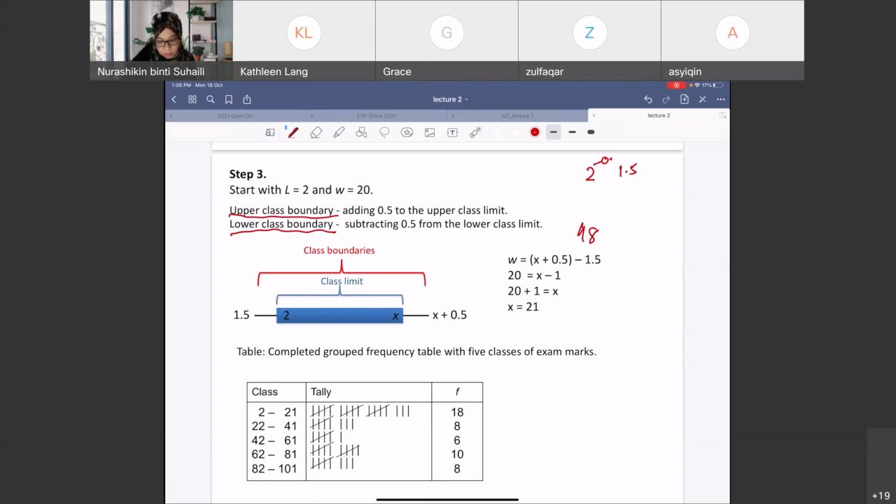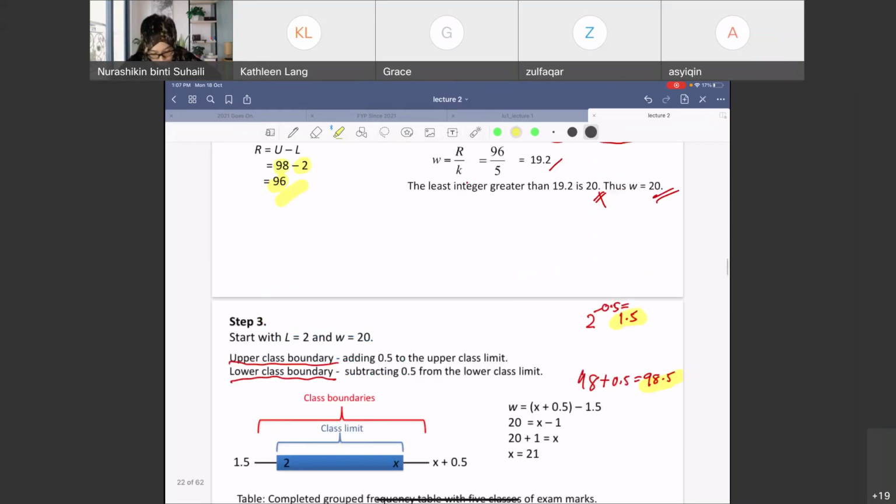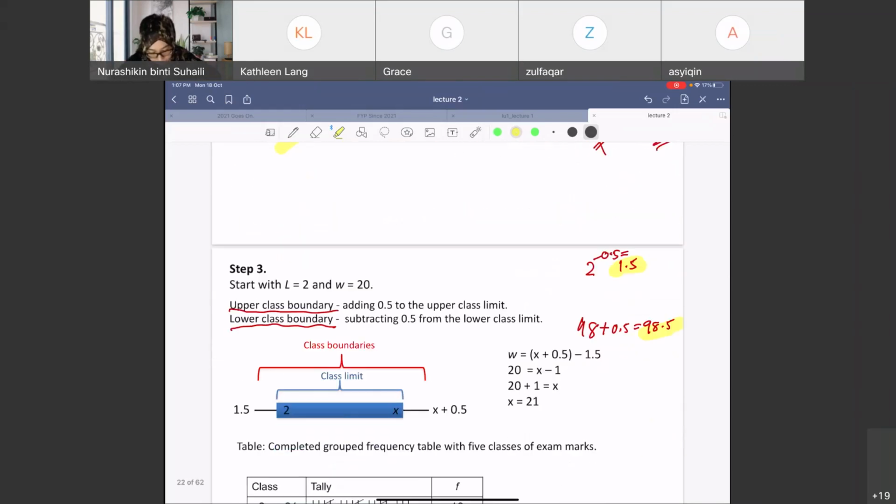When we minus 0.5 it is 1.5, and for the upper class boundary, we add 0.5 to the highest point, 98, that is 98.5. Okay, 98.5. So that's the upper and the lower class boundary. So what else? Then we have to, the width just now is, the width is 20, right?